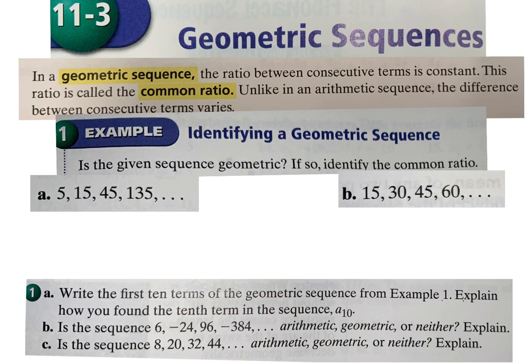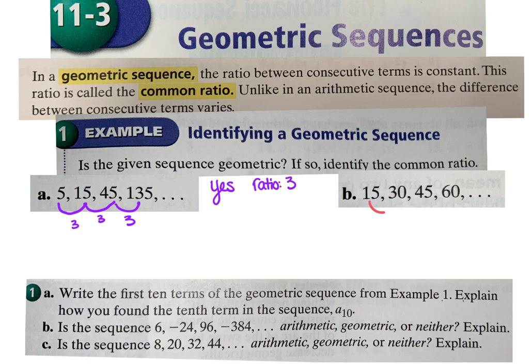So is the given sequence geometric? The first thing they want to know is whether this is geometric. In order to find this out, we are just going to look at the terms. To go from 5 to 15, what do we do? Multiply by 3. Does that work here? Yes, it does. What about here? Yes, it does. So yes, this is geometric, and the common ratio is 3. It's just that simple.